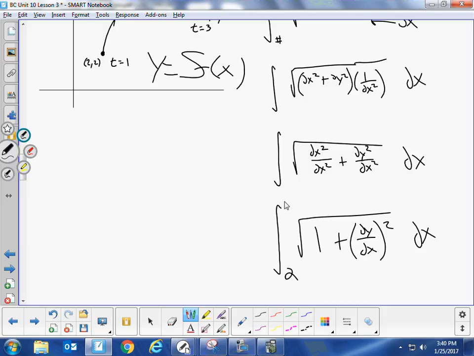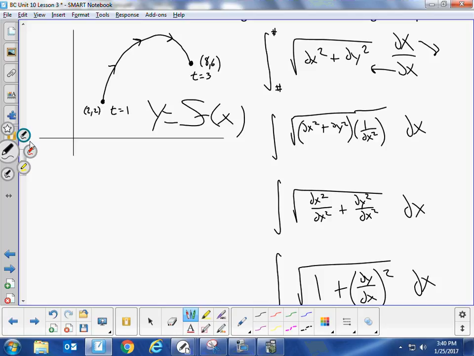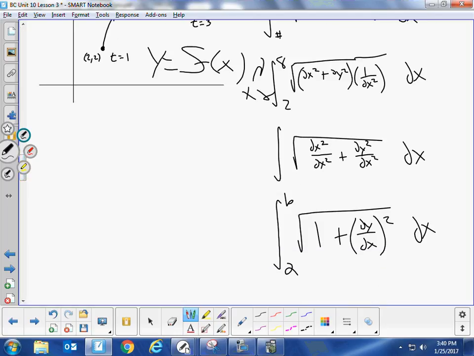Now we'll know the numbers a and b. For this situation, we're talking about with respect to x. So the numbers are going to be x's. This would go from 2 to 8, where these are x's. And we could say it's a to b using x's. This is arc length for a rectangular equation. Okay? It's either between two t's of (dx/dt) squared plus (dy/dt) squared, or it's between two x's of 1 plus (dy/dx) squared.